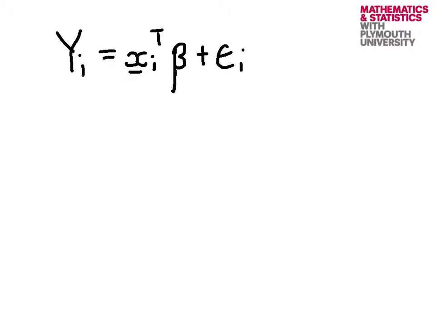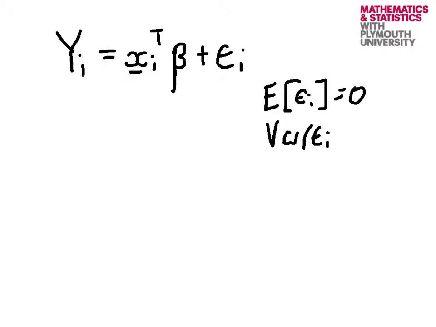We're going to look at likelihood in linear regression. So again, we have this kind of model, y is x beta plus some error, and we've said before that we assume the errors are independent, zero mean, with constant variance.